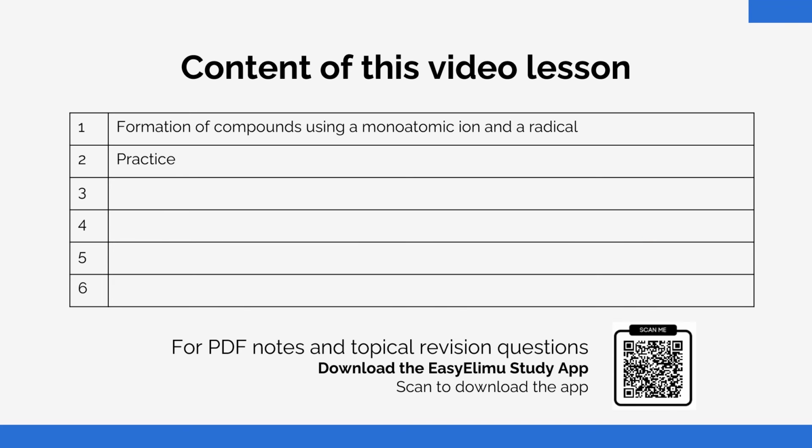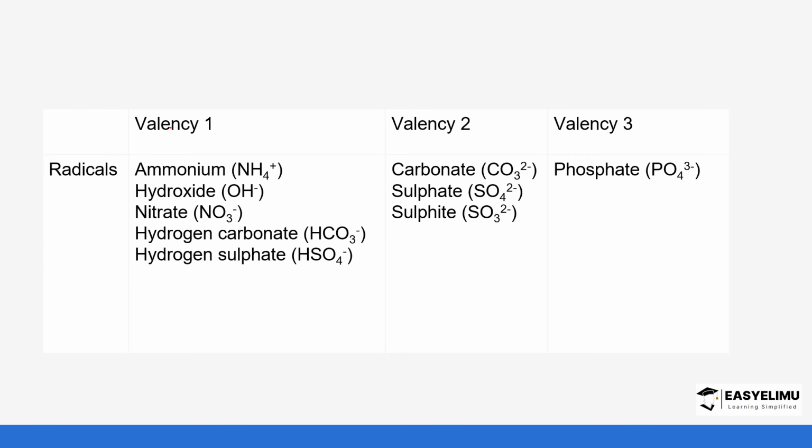So we will form compounds using monoatomic ions and radicals, and then you get an opportunity to practice on what you're going to learn. So the first thing that we will do is recap on what we talked about on radicals. So we said radicals are also polyatomic. The reason why they are polyatomic, from the word poly meaning many, is that there are many atoms. So they form one group of like atoms that have an overall charge. So they're also called radicals.